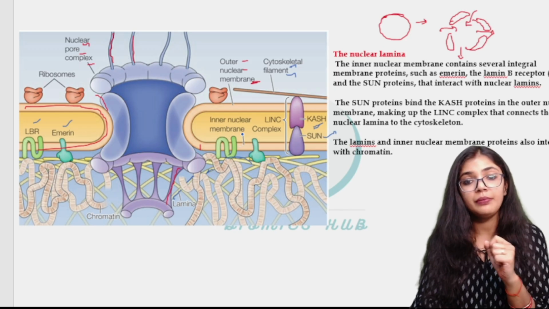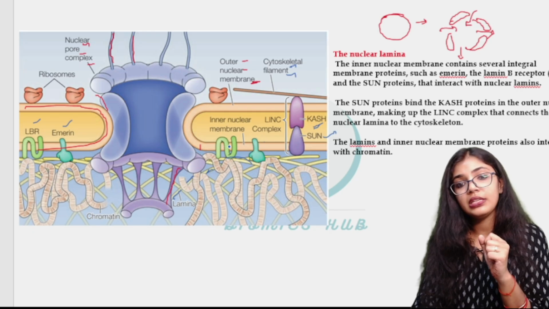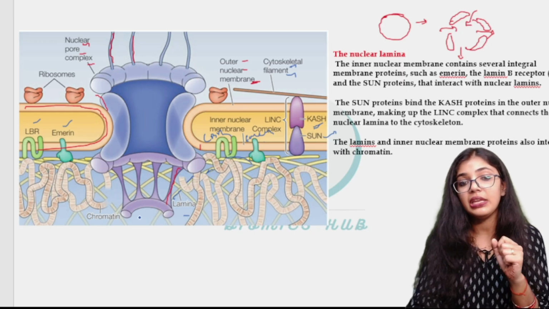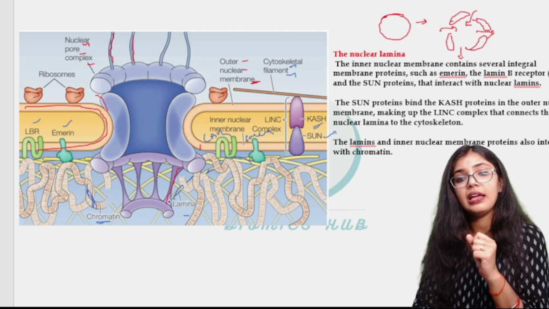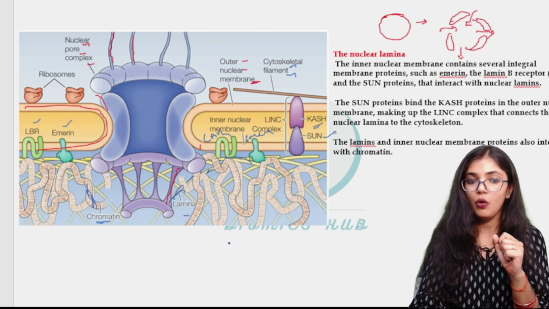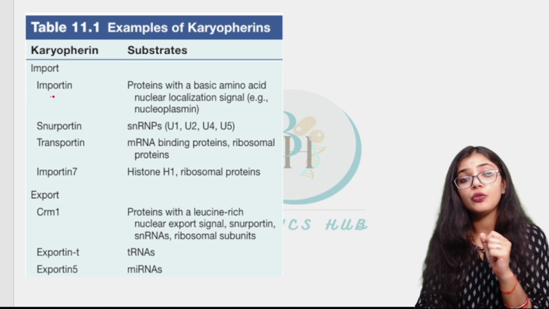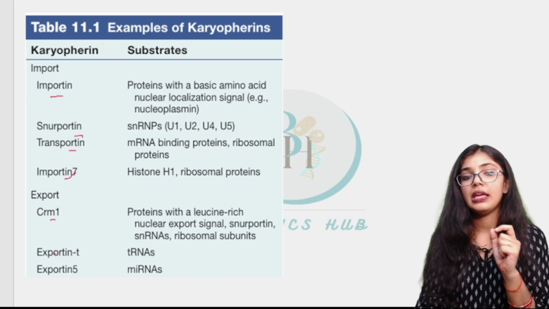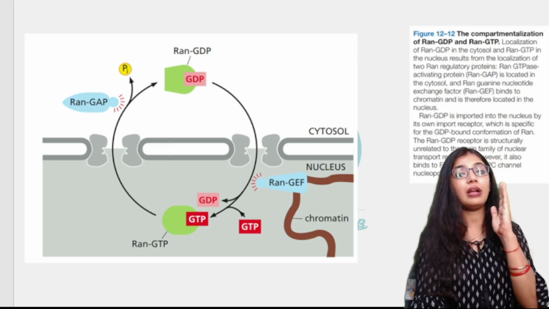The inner nuclear membrane and this protein emerin, along with LBR, also connect with the lamin as well as the chromatin. These are the chromatins and these are the lamins. For the import as well as export, different types of proteins are also involved. You can see this and you have to learn this. Now let us see how the transfer takes place. For the transfer, it requires certain proteins.